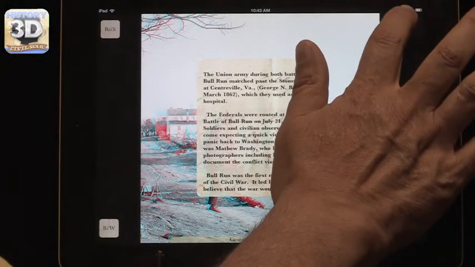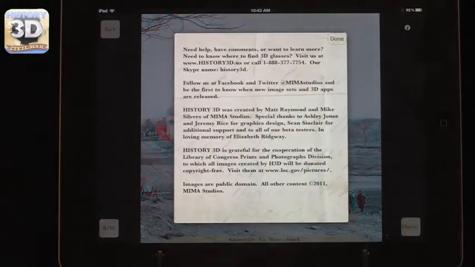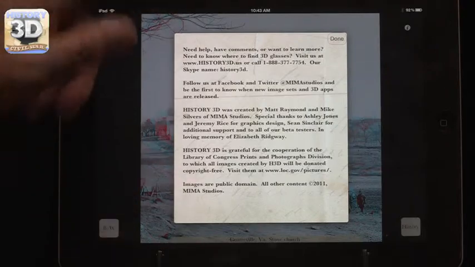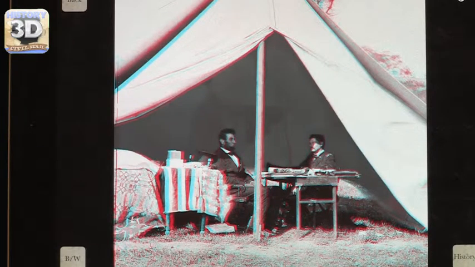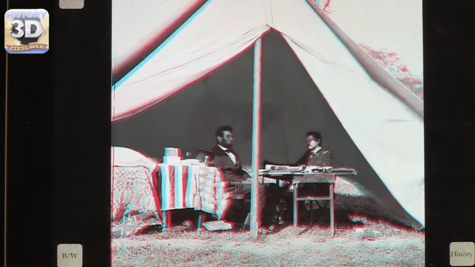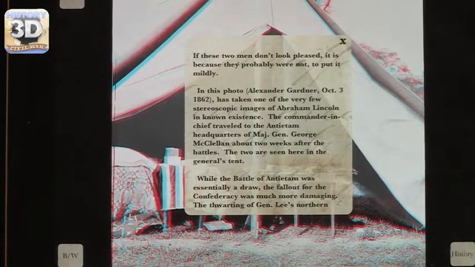We can also go up to the information page, and it'll give you more information and the website. And here's a great picture of Abe Lincoln. And so here he is having a meeting with General McClellan in a tent out in the field there. We can get the history of it.